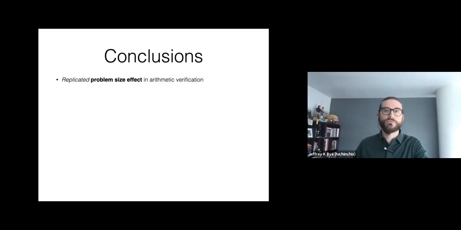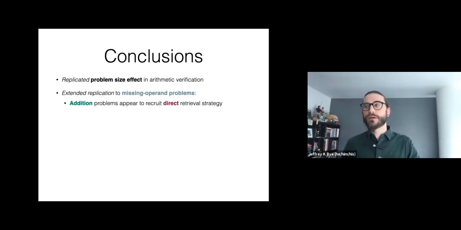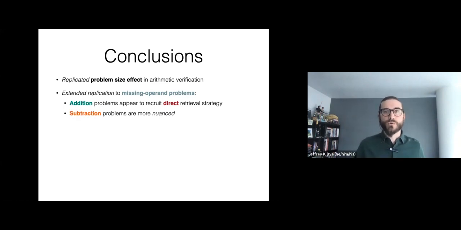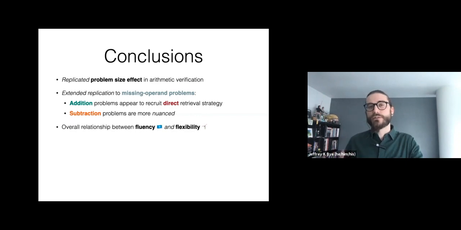So in conclusion, we replicate the problem size effect in the arithmetic verification trials, and we extended this to missing operand. Specifically, we find that for addition problems, people tend to be recruiting that direct retrieval strategy, especially if they're more fluent in arithmetic equations, they can retrieve that more directly. Subtraction problems tend to be a little bit more nuanced. It seems like something more complicated is going on with those. And overall, we see these relationships between fluency and flexibility across participants with individual differences.